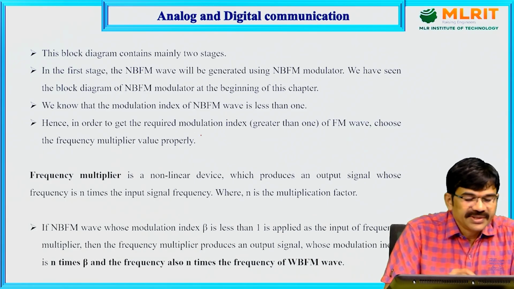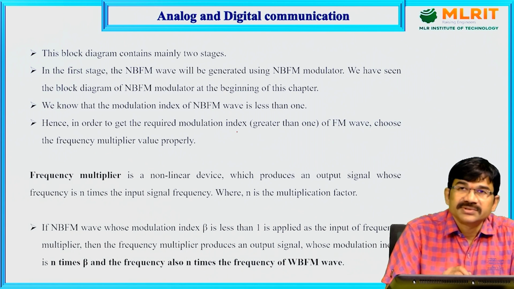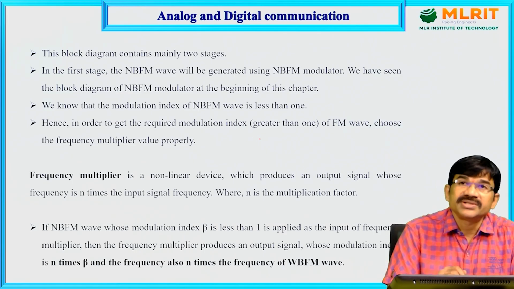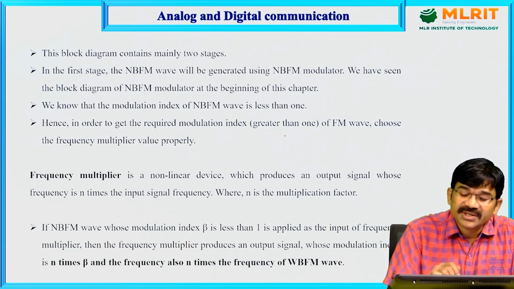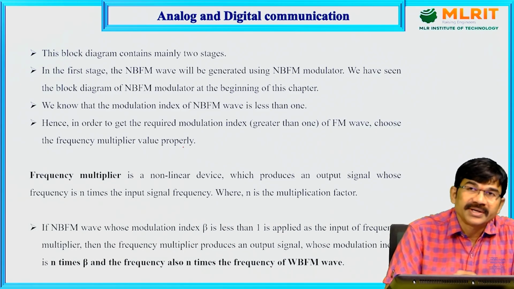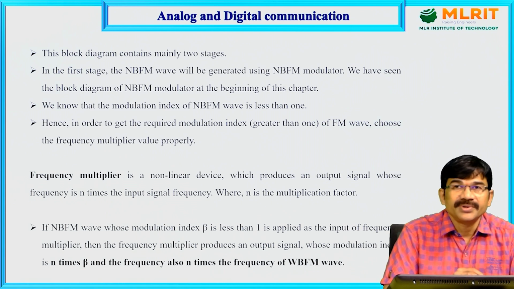In order to get the required modulation index: for narrowband FM, the modulation index beta is less than 1, but for wideband FM, beta is greater than 1. So we have to convert beta less than 1 into beta greater than 1. To get a modulation index greater than 1, we have to choose the frequency multiplication value properly. Then we will get a beta value greater than 1.